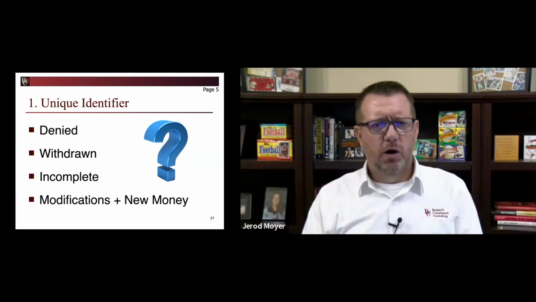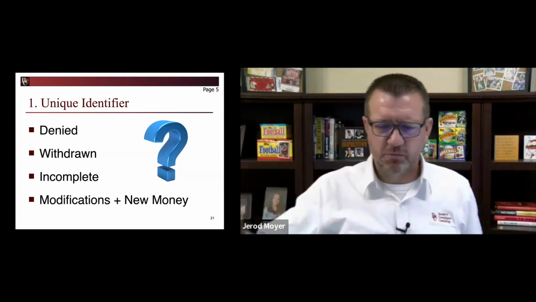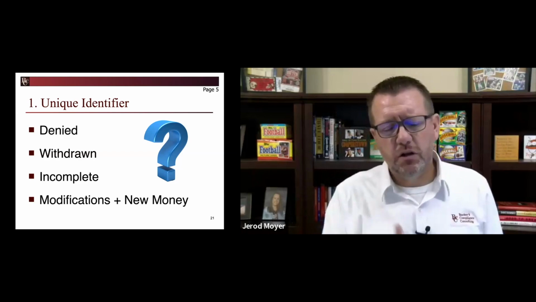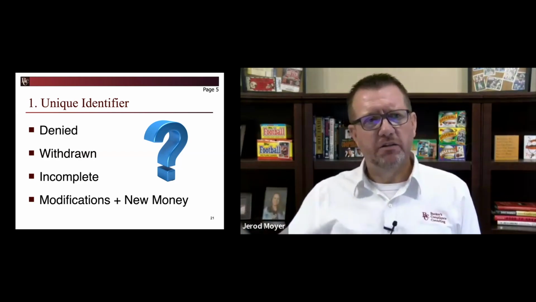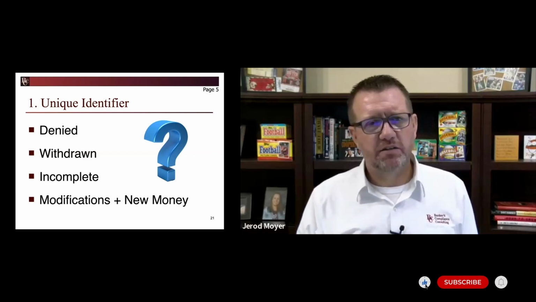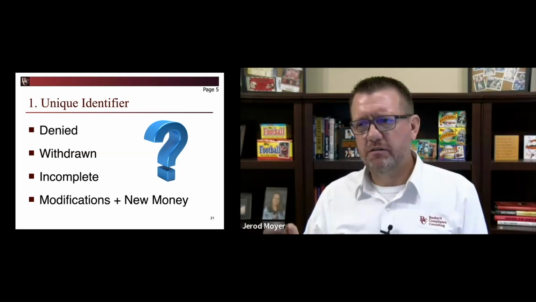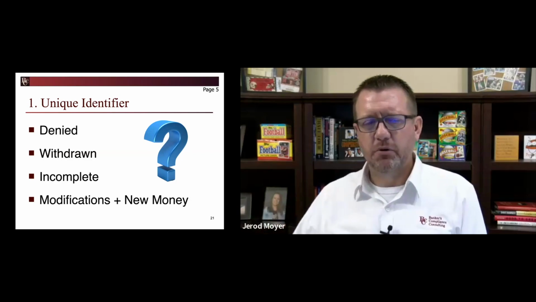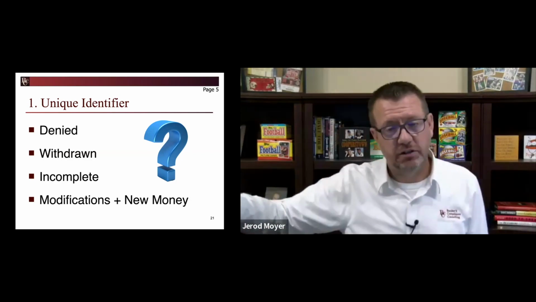But then there's that fourth bullet on the screen, and this is the one that's probably going to be the biggest problem. If you use the loan number and then you modify that loan and add new money to it, that's a reportable transaction. Well, you already burnt up the loan number, you can't use it again. So how are you going to identify this modification plus new money? And that could happen multiple times over the life of a loan, potentially.